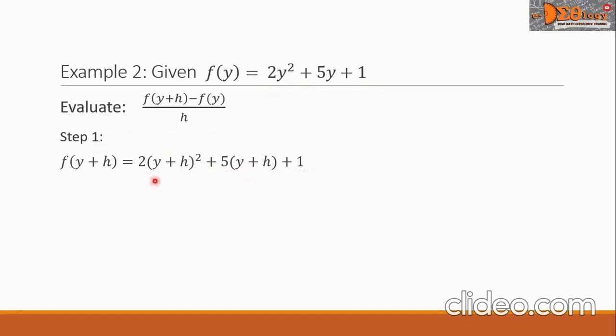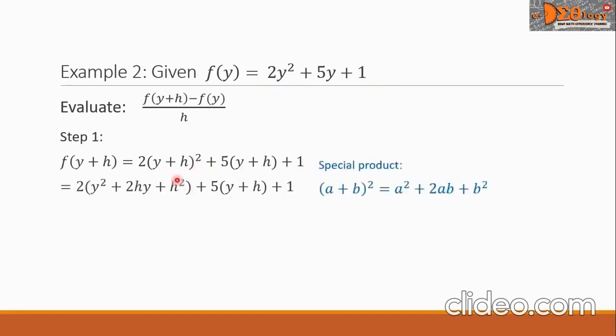Then let us simplify this square of binomial. I hope you still remember the special product when we have the square of a plus b. The answer is a square plus 2ab plus b square. We will apply this idea in the square of y plus h. So we have here 2 times the quantity y square plus 2hy plus h square. Then plus, we'll just copy all the remaining terms in here.